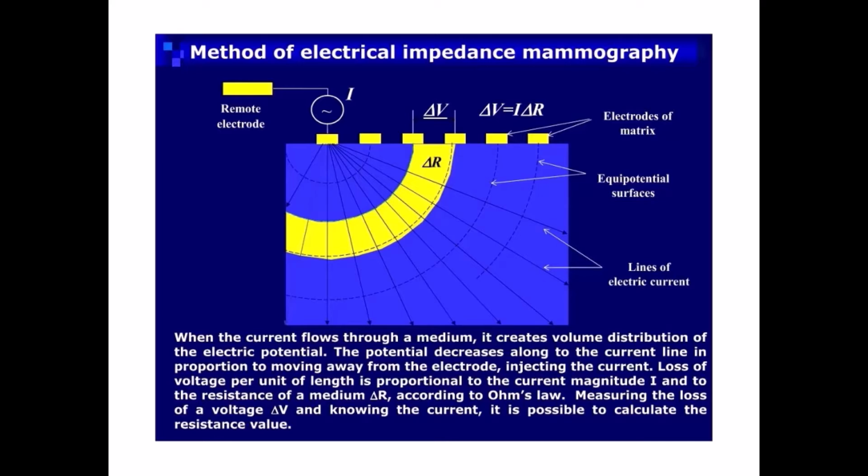Equipotential surfaces. Lines of electric current. When the current flows through a medium, it creates a volume distribution of the electric potential. The potential decreases along the current line in proportion to moving away from the electrode. Injecting the current. Loss of voltage per unit of length is proportional to the current magnitude I and to the resistance of the medium R, according to Ohm's law.